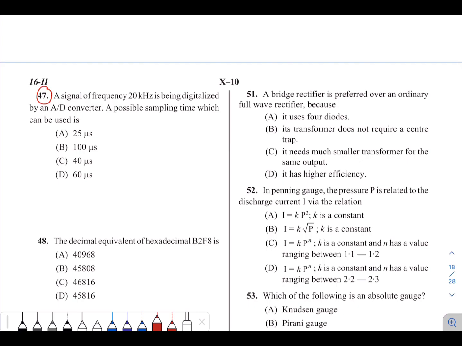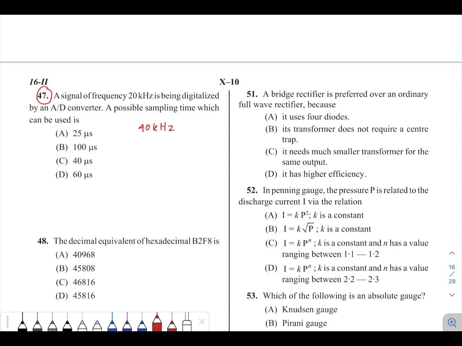Problem 47. A signal of frequency 20 kHz is being digitalized by an AD converter. A possible sampling time which can be used is, so according to Nyquist theorem, the sample rate should be at least twice the frequency, that is the rate should be 40 kHz.